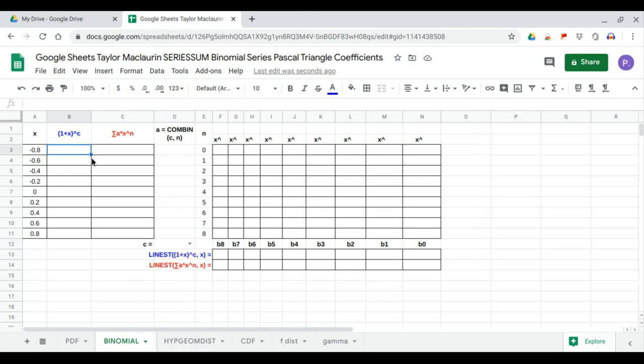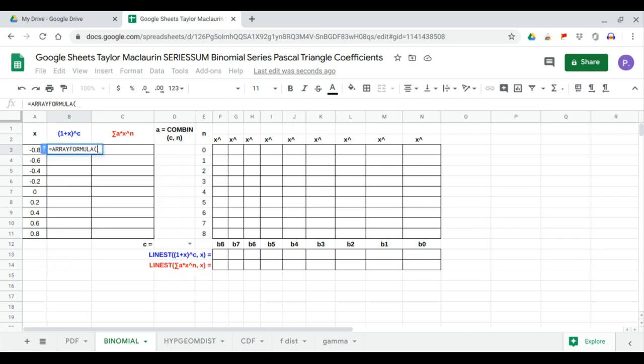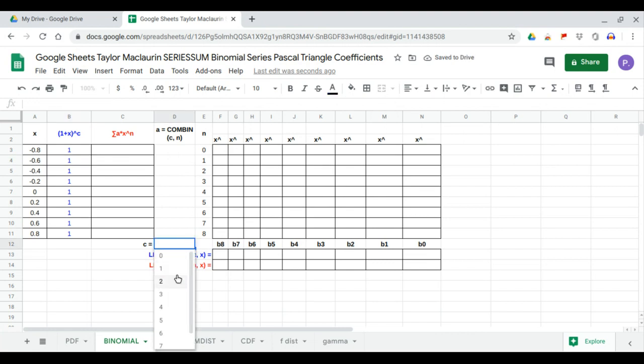Next we generate the data set. So array formula, 1 plus x to the power c. So if we change the value of c to 2, that's x squared. 3, 1 plus c x cubed.